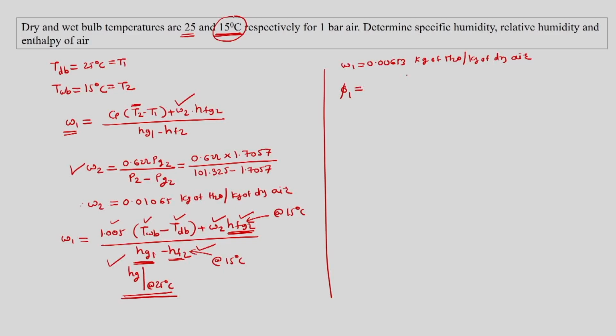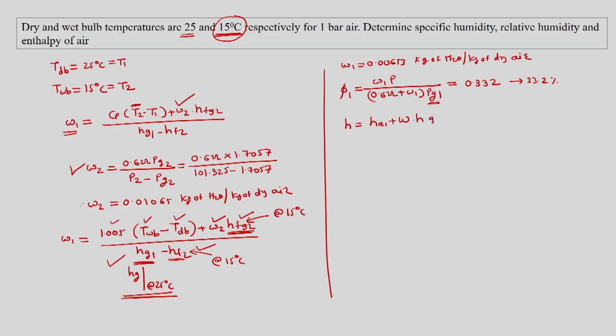We can make use of the relation phi 1 is equal to omega 1 into P divided by (0.622 plus omega 1) into Pg1, which is the saturation pressure corresponding to 25 degrees Celsius. So these things will be known, and then phi is 0.332, or 33.2%.